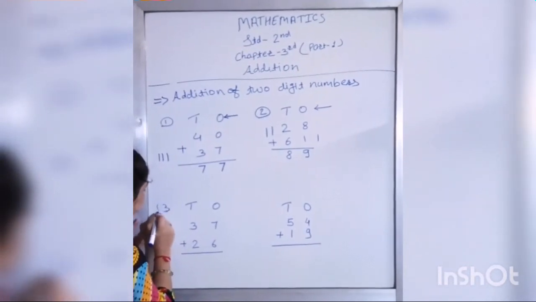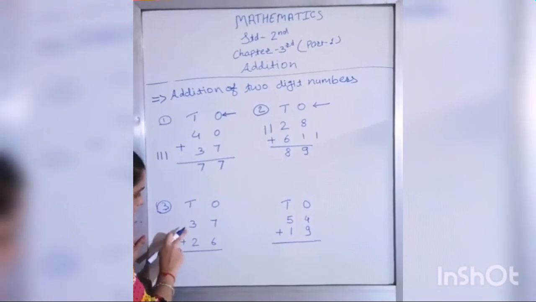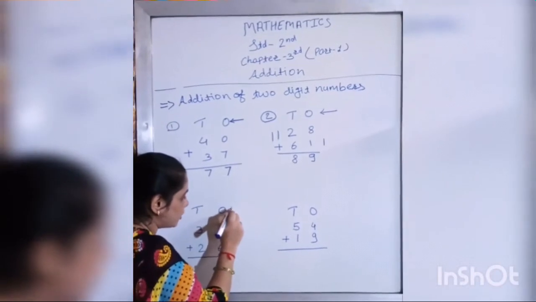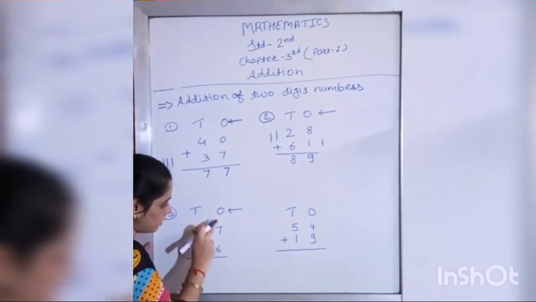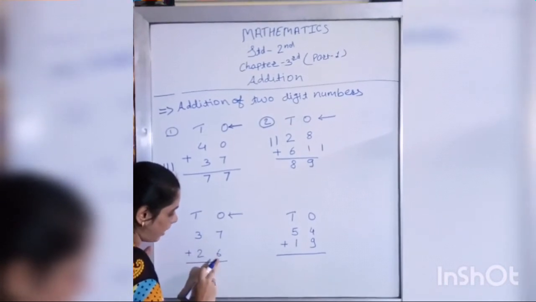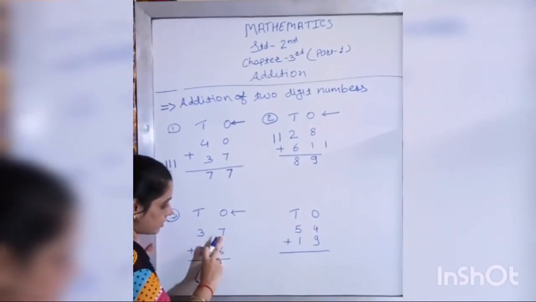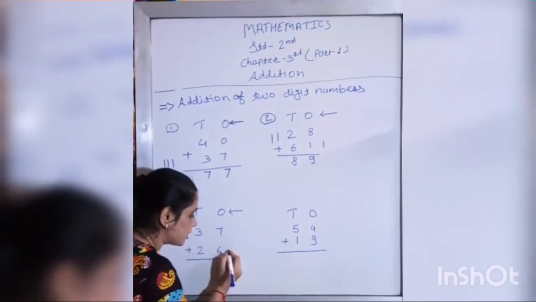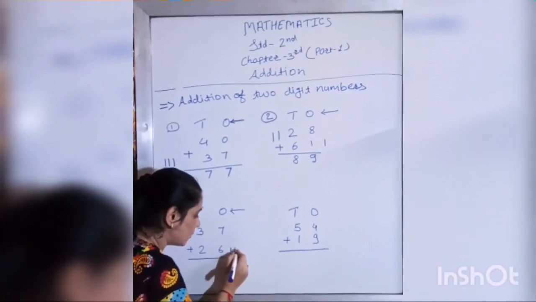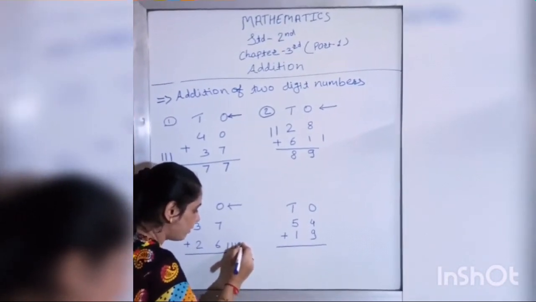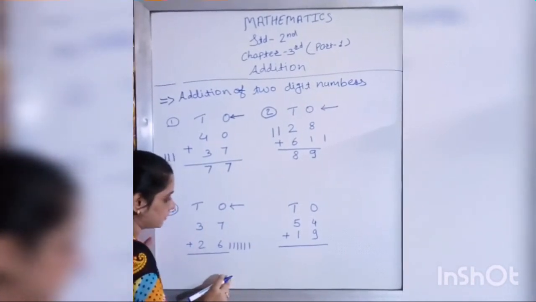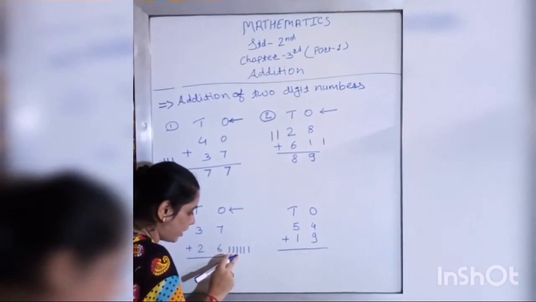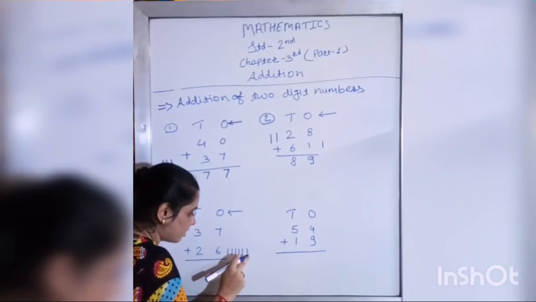See the third one. What are the numbers here? 37 plus 26. Start addition from the ones place. What are the numbers? 7 and 6. Which is the big number here? 7. And the next number is 6. So draw 6 lines. 1, 2, 3, 4, 5, 6. Count after 7. 8, 9, 10, 11, 12, 13.